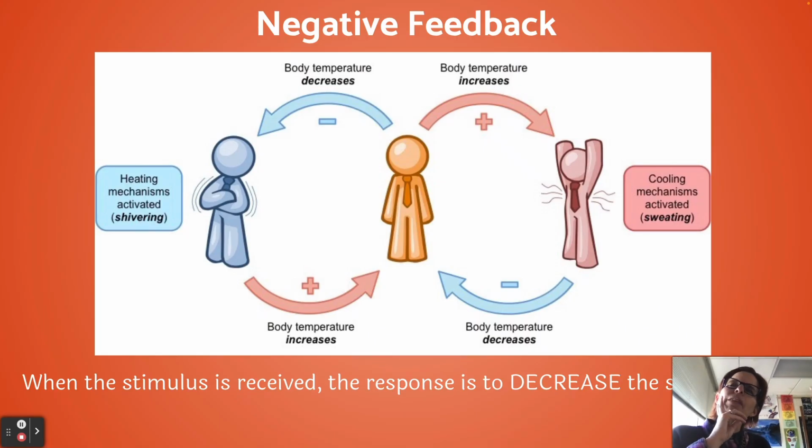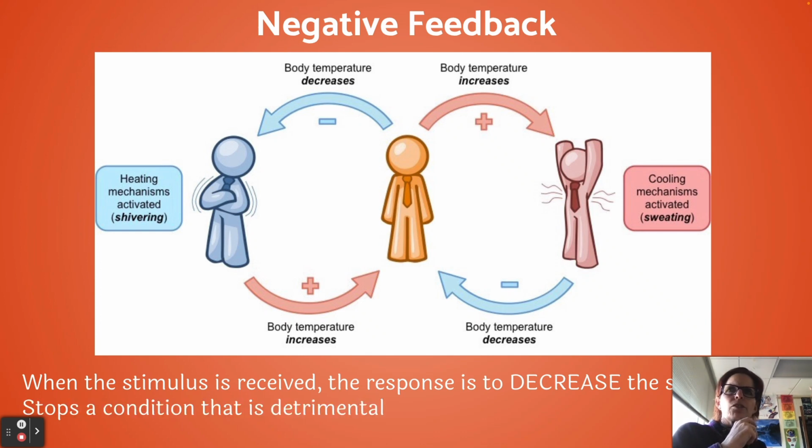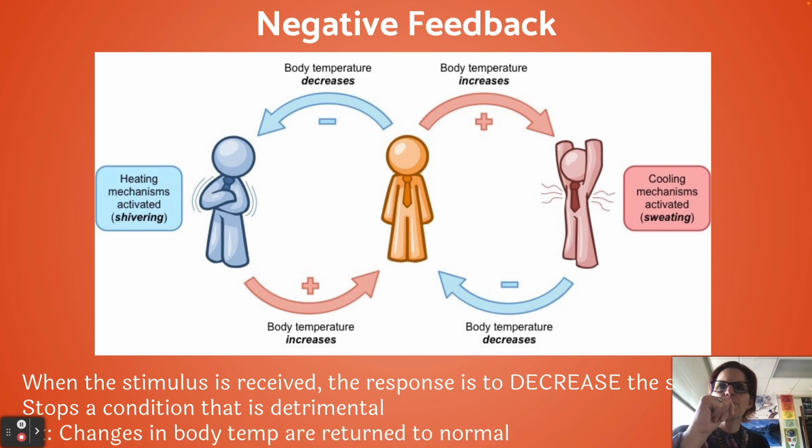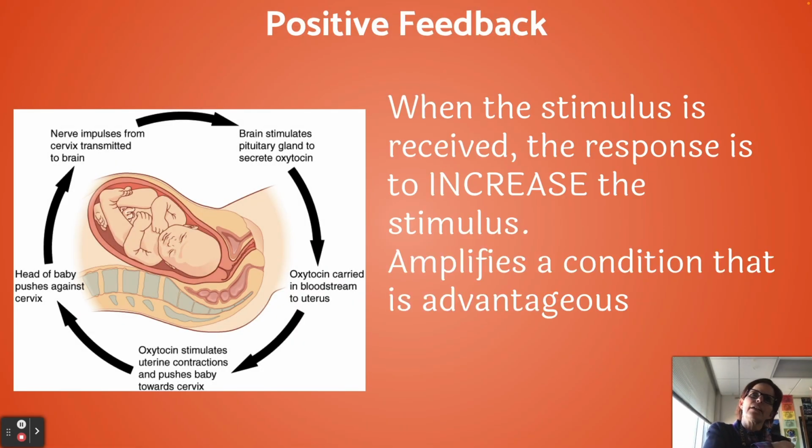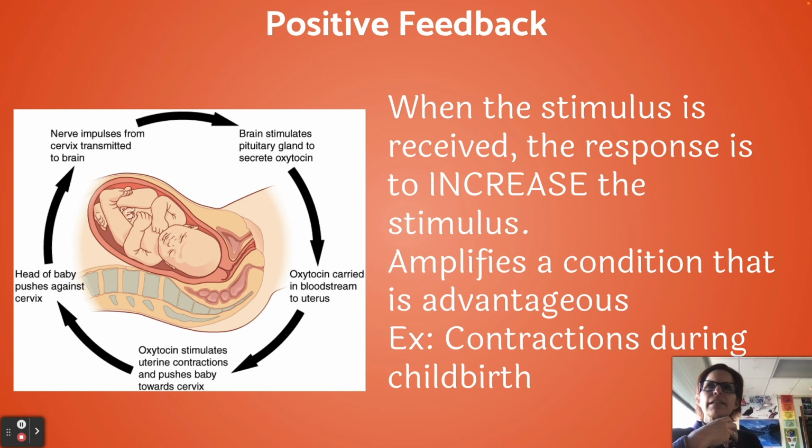Okay. Negative and positive feedback. Just a quick reminder. When the stimulus is received in negative feedback, the response is to decrease. So it stops a condition that is detrimental. So take a look. When the body temperature gets too high, the response is to lower the body temperature. When the body temperature gets too cold, the response is to raise the body temperature back up again. That's negative feedback. So you're trying to return it to a normal level. Positive feedback is the opposite. Positive feedback amplifies a condition that is advantageous, so it keeps happening more and more and more.